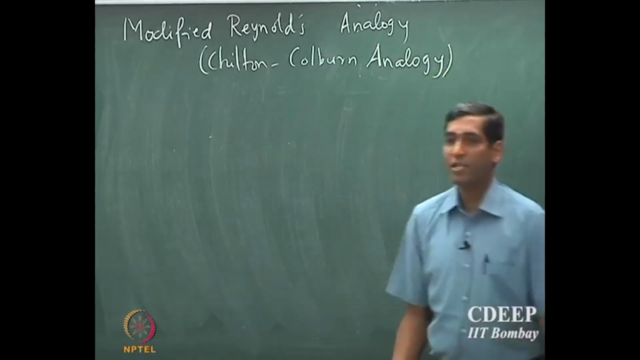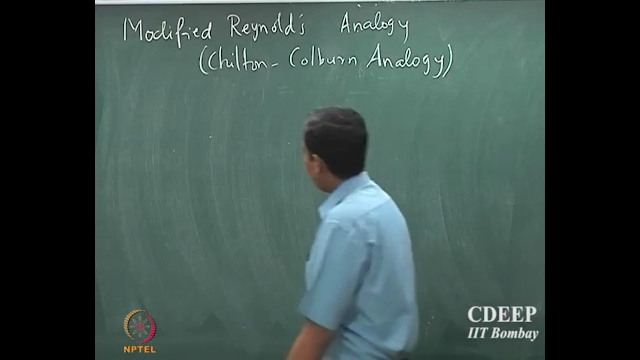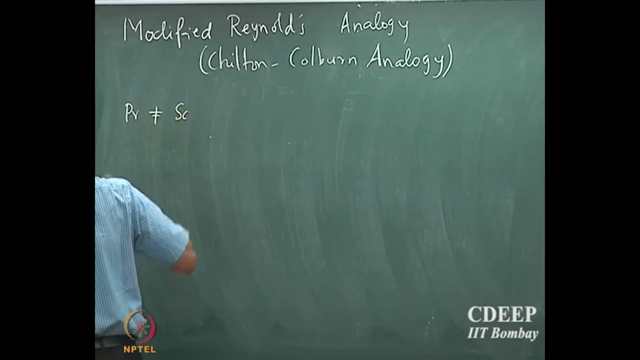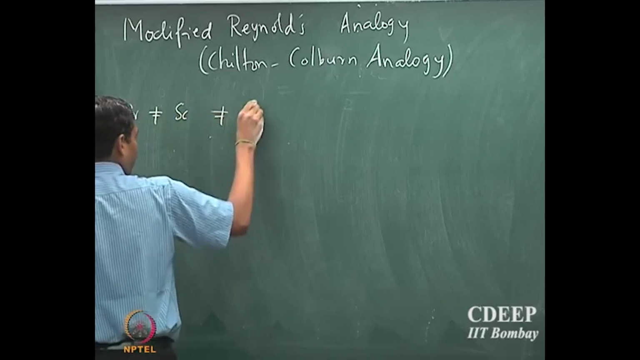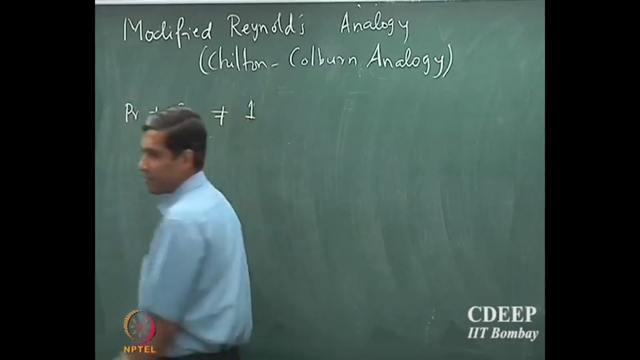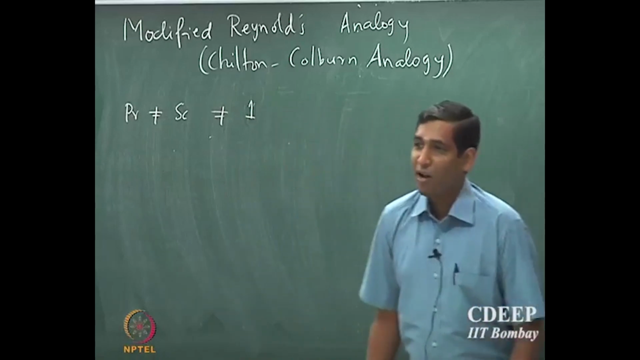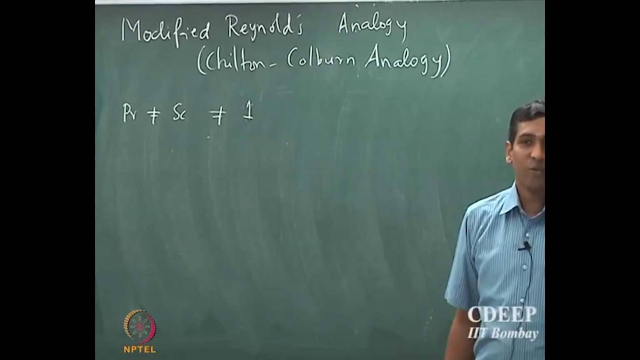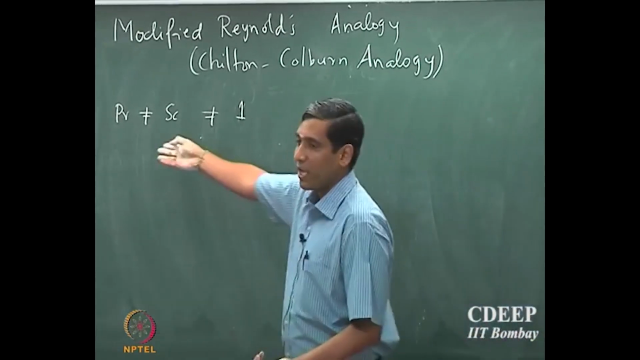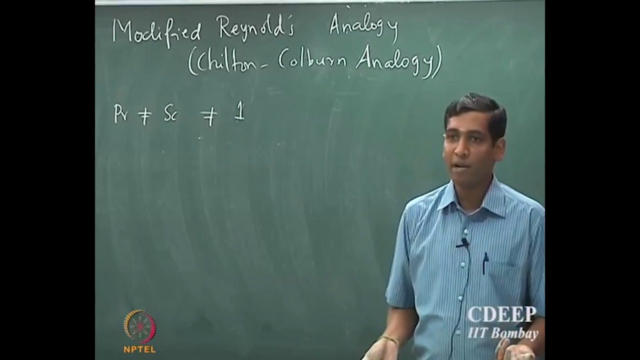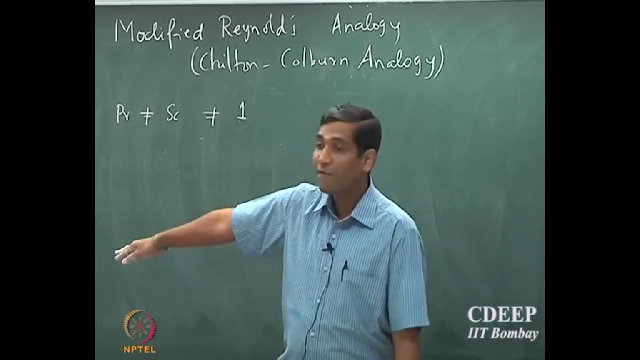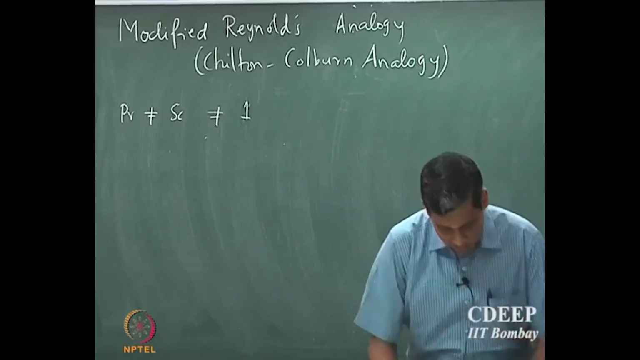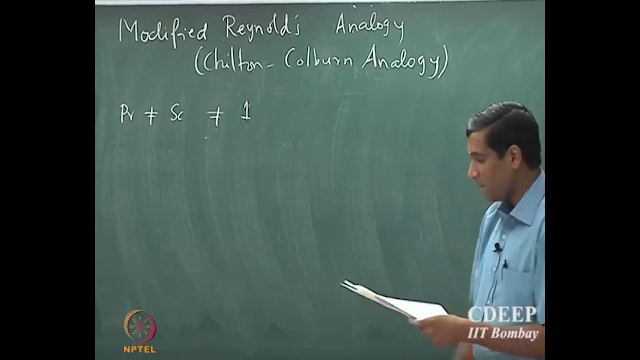Also called the Chilton-Colburn analogy, where the analogy assumes that the Prandtl number is not equal to the Schmidt number, and obviously it's not equal to 1. So there is no analytical way of finding out the equivalence between the 3 transport mechanisms in the boundary layer if this is the case where the Prandtl number is not equal to the Schmidt number. But by observing the functional form, one can define what are called the Colburn factors.